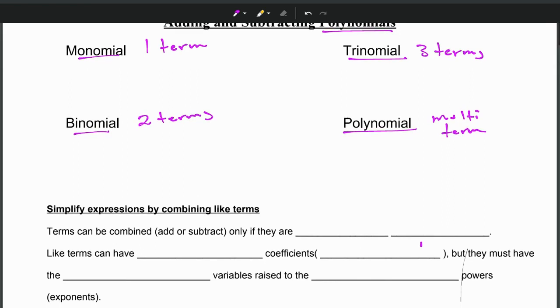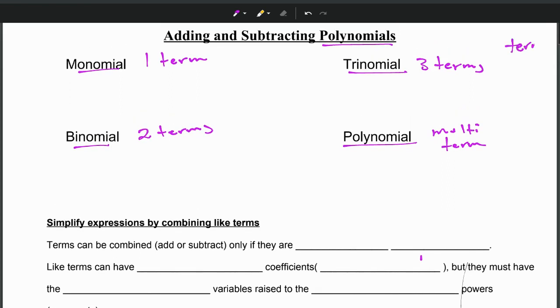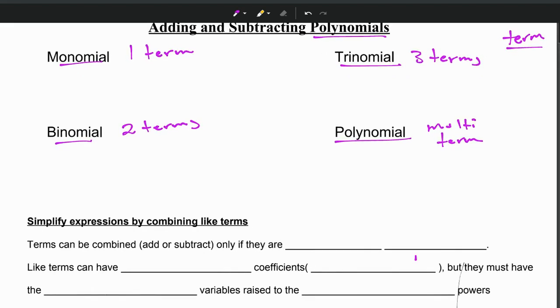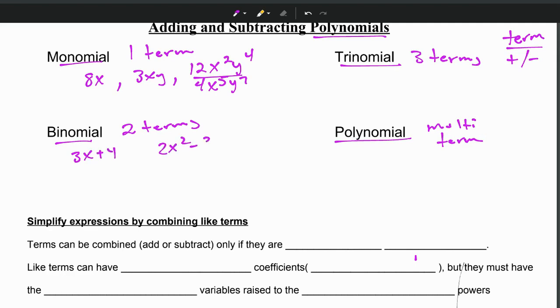And just so we know, a term, when you look at the numbers, is things separated by plus or minus. For example, a monomial might be something like 8x or 3xy, even though there are two variables there, that's still one term. Or even something like 12x squared y to the 4th over 4x to the 5th y to the 7th. That's one term because there's no adding and subtracting there. A binomial would be like 3x plus 4 or 2x squared minus 3xy to the 5th. You see one subtraction in there, so you have one term, two terms.